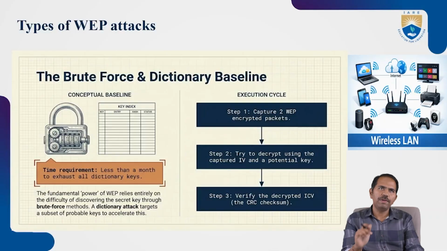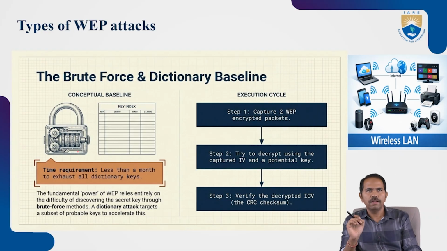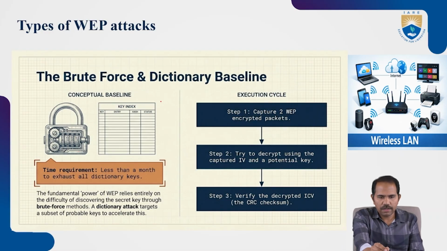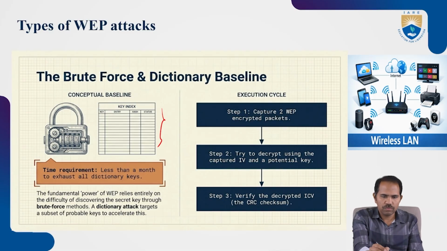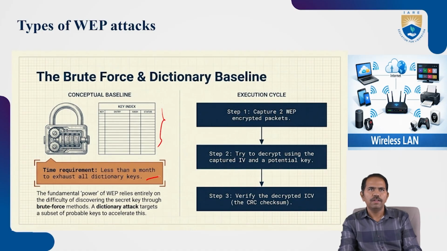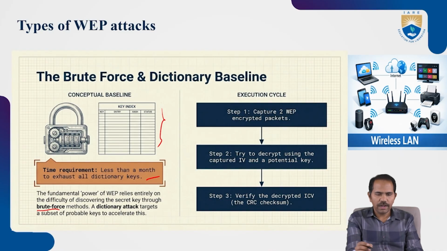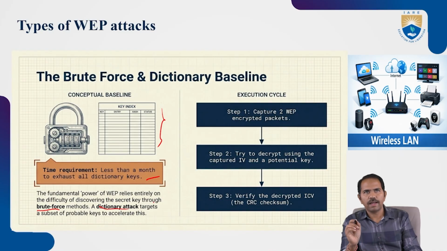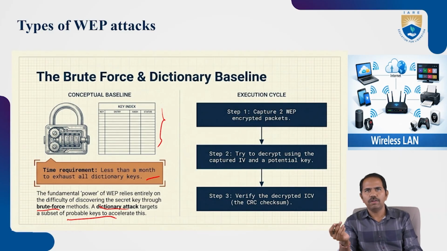Now coming to the first mechanism, brute force and dictionary baseline. Here the key index is in table form. The time requirement is less than a month to exhaust all dictionary keys, as all dictionary keys are maintained here. The fundamental strength of the WEP key relies entirely on the difficulty of discovering the secret key through brute force methods. The dictionary attack targets a subset of probable keys to accelerate this.